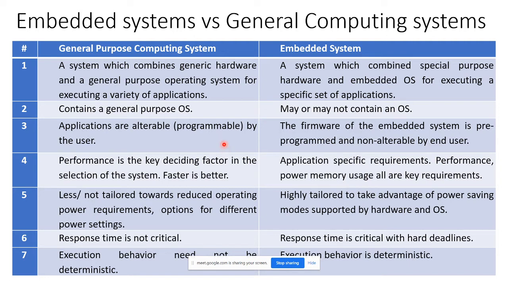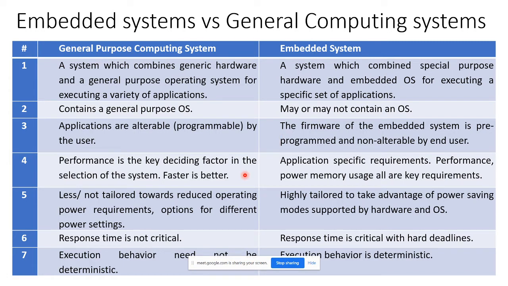Third point is, applications are alterable or programmable by the user, and I think we are already aware of this, right? In your laptop or PC, you can install or update your applications as and when you go by. But that's not the case here. Like we saw, most embedded systems have only firmware, and in most cases it is not alterable at all. Even if it is alterable, it's ROM, so it takes a while. You need to take the device to a particular service center and then get it updated. You cannot have on-the-fly updates.